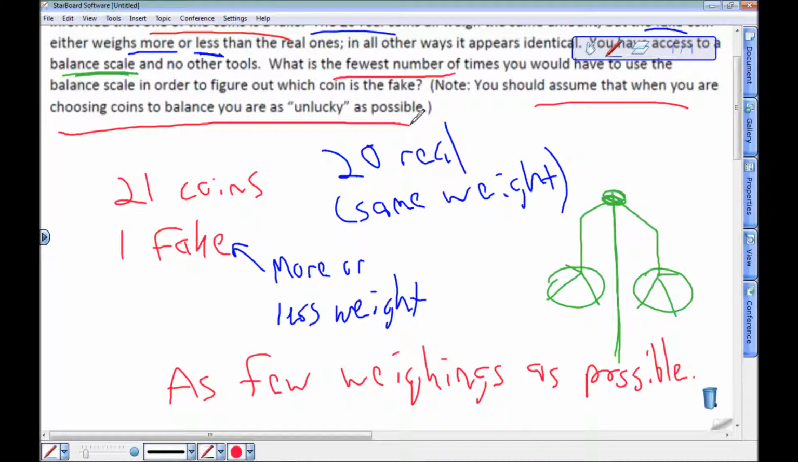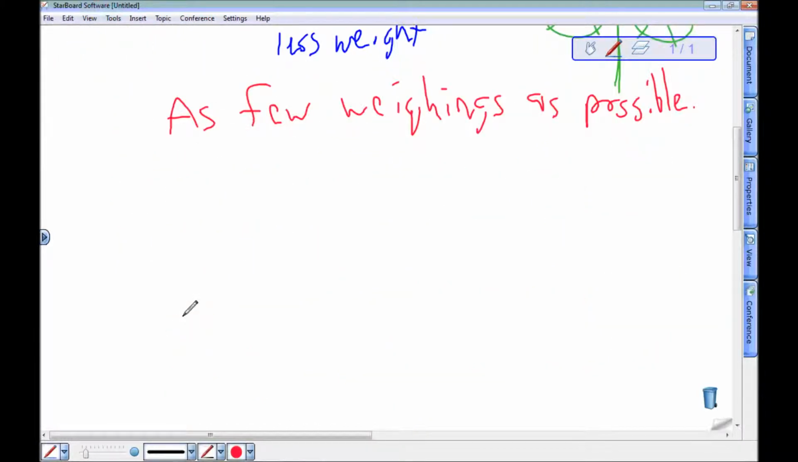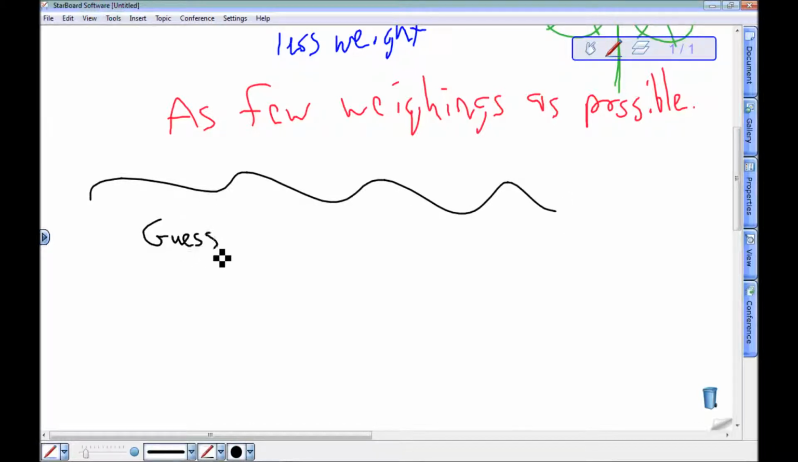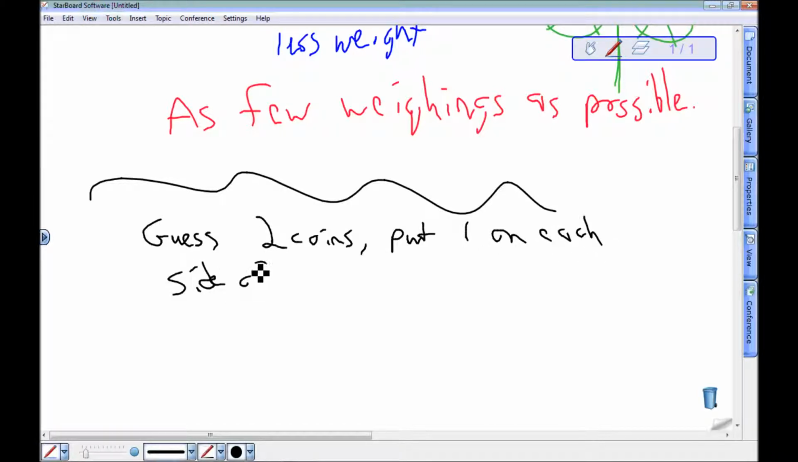So I posed this question to my wife. She's not a big puzzle person, and I said, how would you try this? What's your initial thought before you go too in depth? And here's what she said. She said, well, I could take two of the coins and put one on each side of the balance scale. Okay, so here's a try or a guess. Take two coins and put one on each side of the scale.